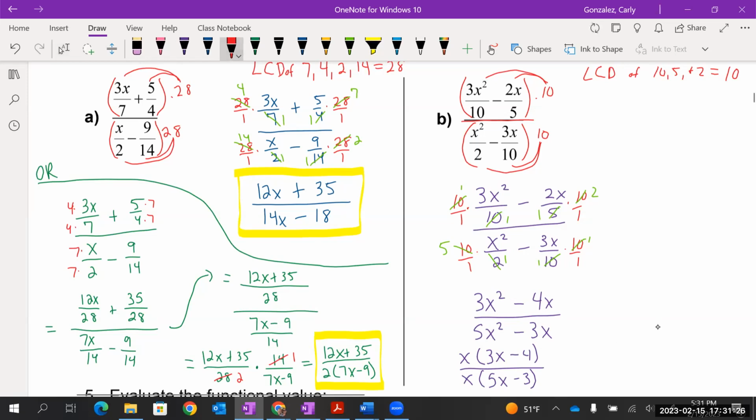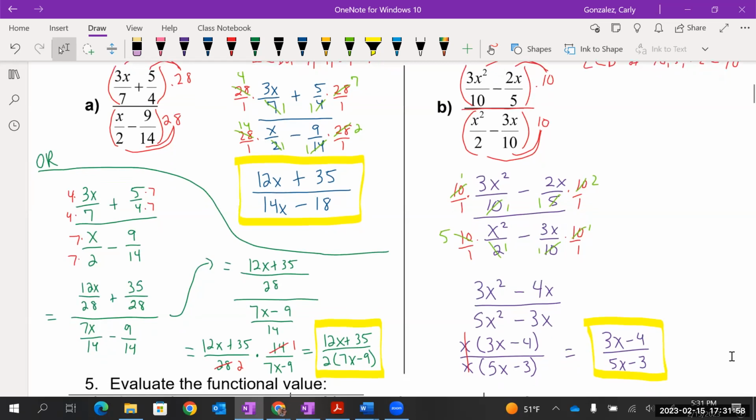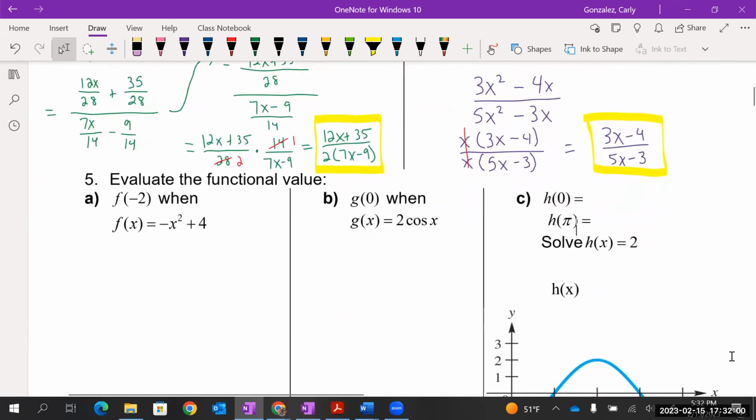And now those x's will just cancel right out, because x divided by x is just 1, and we get our final answer, which is 3x minus 4 all over 5x minus 3. And that is our final answer. And again, we cannot cancel out those 3's at all because there's adding or subtracting over division.